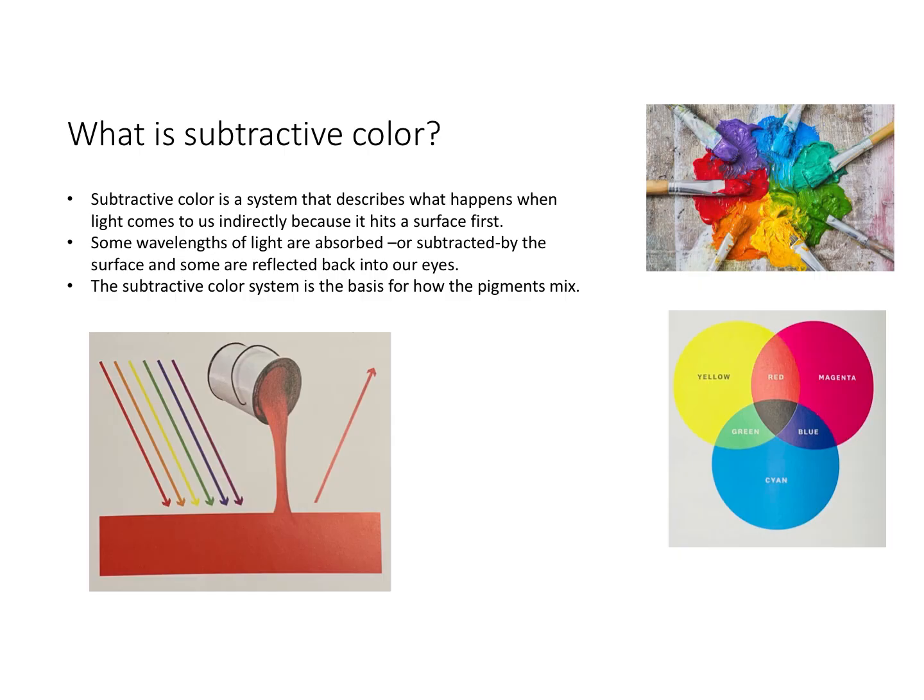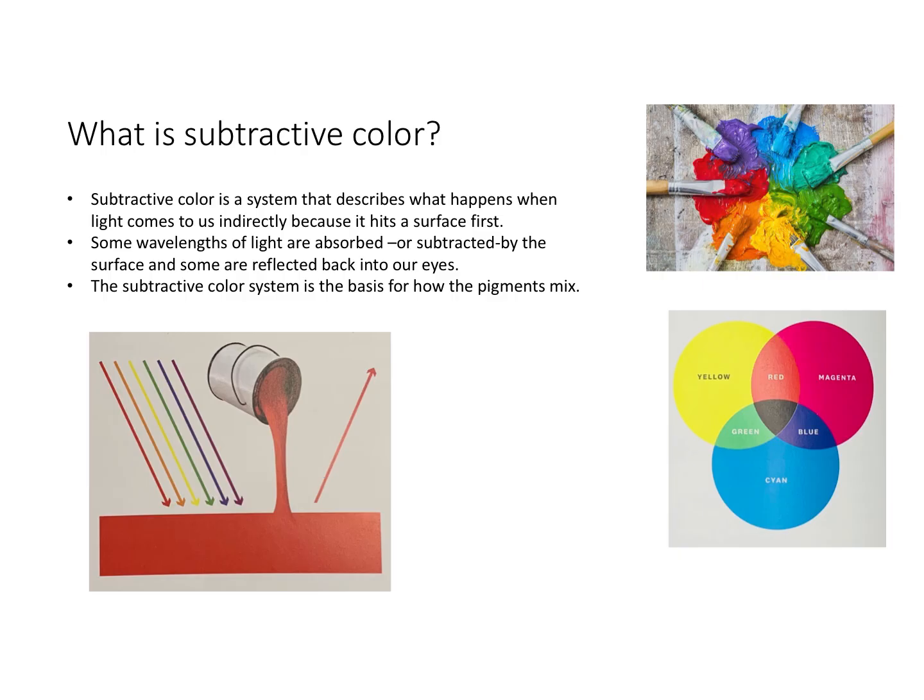So when we talk about subtraction, we're also talking about absorption, right? All those colors are being absorbed. Light hits the pigment in this paint can right here. Every color in the visible spectrum is absorbed except for red. And so that's why we see the red light.